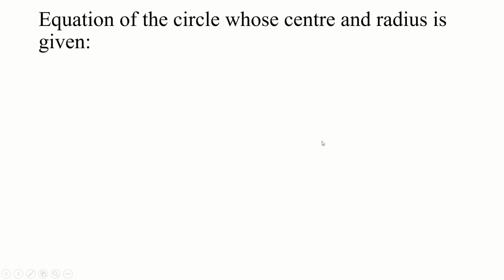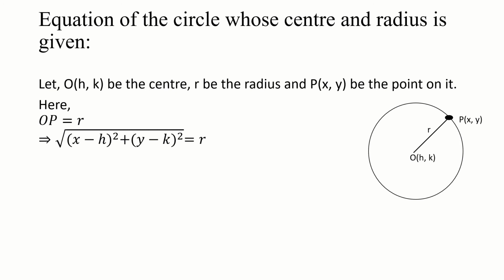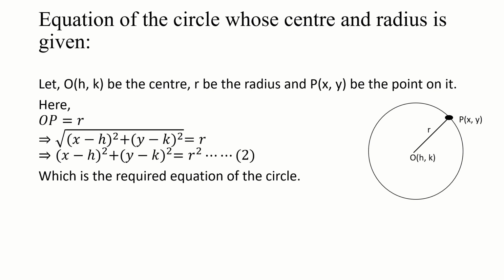Next, equation of the circle whose center and radius are given. That is the equation of a circle whose center is given, that means (h, k), and another point on the circle P(x, y). Then CP is denoted by r. Similarly, we can solve: let C be the center (h, k), radius r and P(x, y) be a point on the circle. Here CP is equal to r. Now using the distance formula between two points we'll get this. Squaring on both sides we'll get this. This is the equation of a circle given a center and a radius. Clear?